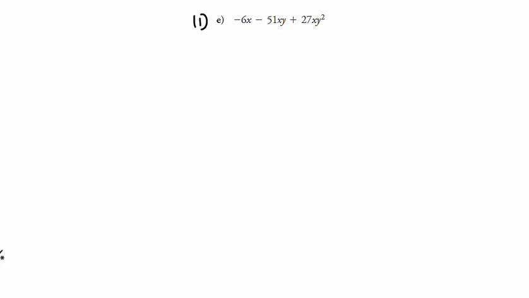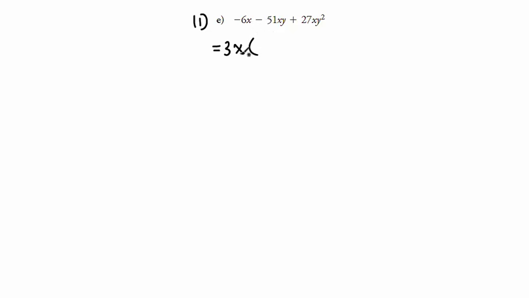And number 11e, we have a sort of complex situation that we need to factor in. Well, look, we have an x here, and x here. That means we can factor out an x because all three terms have an x. And what else do you notice? We have a 6, a 51, and a 27. And 3 can go into all of them, so we can also factor out a 3.